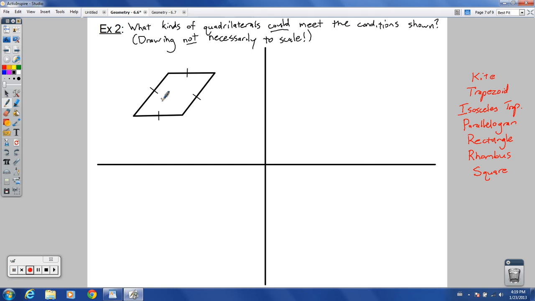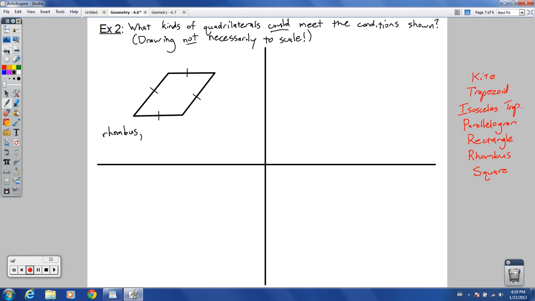Could this be a kite, though? What makes a kite a kite? A kite is a kite because it has 2 pairs of consecutive congruent sides, but they all can't be the same. That's not possible. So could this be a kite? I would say no on this one. So not a kite. Could it be a trapezoid? In a trapezoid, is it possible to have 4 congruent sides? Well, if it has 4 congruent sides, it must at least be a rhombus. So let's write that down. And a rhombus is a special type of parallelogram.